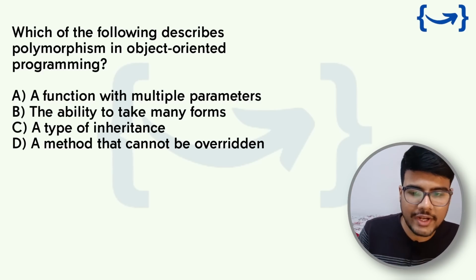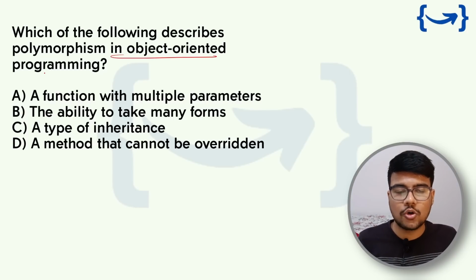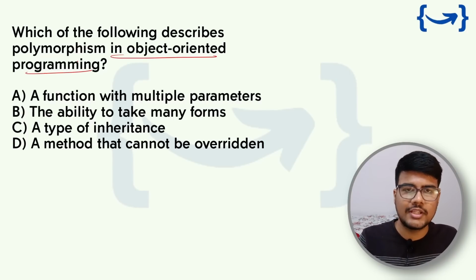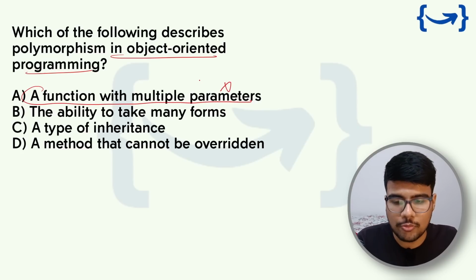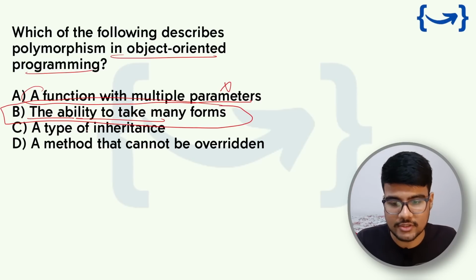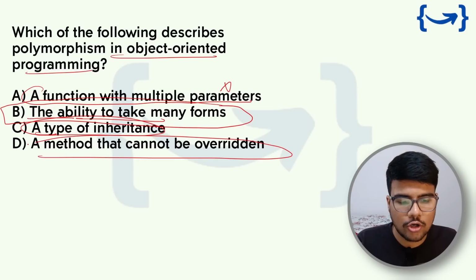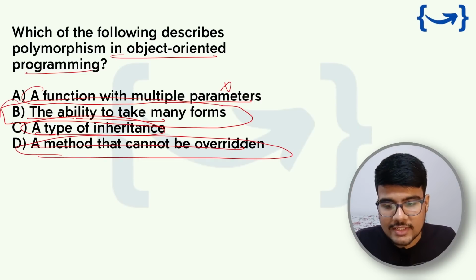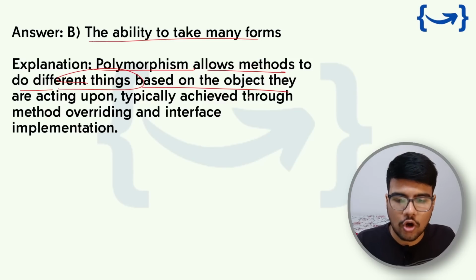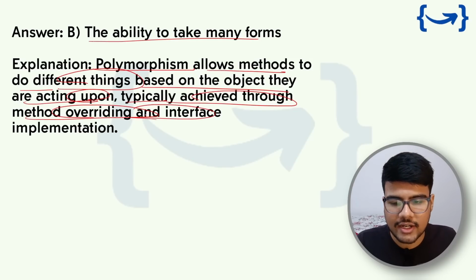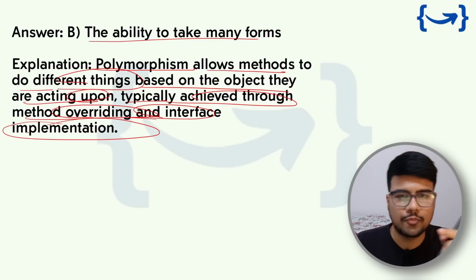Now, which of the following describes polymorphism in object-oriented programming? We know that polymorphism means in many forms. So let's see. A function with multiple parameters is a type of polymorphism? The ability to take many forms. So this makes sense, more than option A. B makes sense. A type of inheritance? No. A method that cannot be overridden? No. B is the right option for this question: ability to take many forms. Polymorphism allows methods to do different things based on the object they are acting upon, typically achieved through method overriding and interface implementation. So this is the definition of polymorphism.